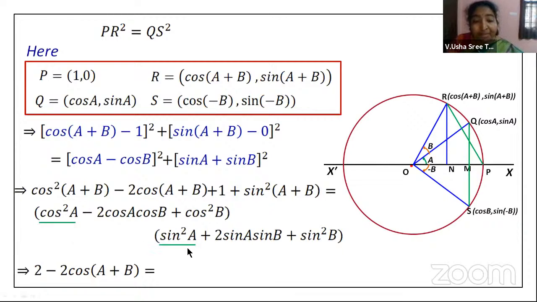Cos square a plus sin square a is again equal to 1. Then you have cos square b plus sin square b, which is equal to 1. 1 plus 1, which is 2, right? 2 minus 2 cos a cos b plus 2 sin a sin b.